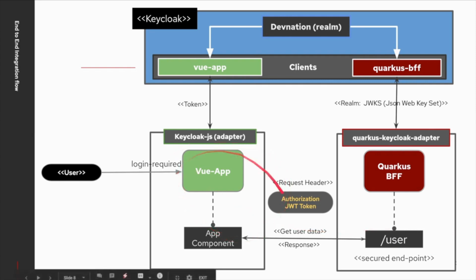Your Vue.js application is getting a token from the Keycloak server, which can be passed using the request header as a bearer token. So with every request, you need to pass this token to get a response from the secured endpoint. And we'll see the token validation in the next slide.